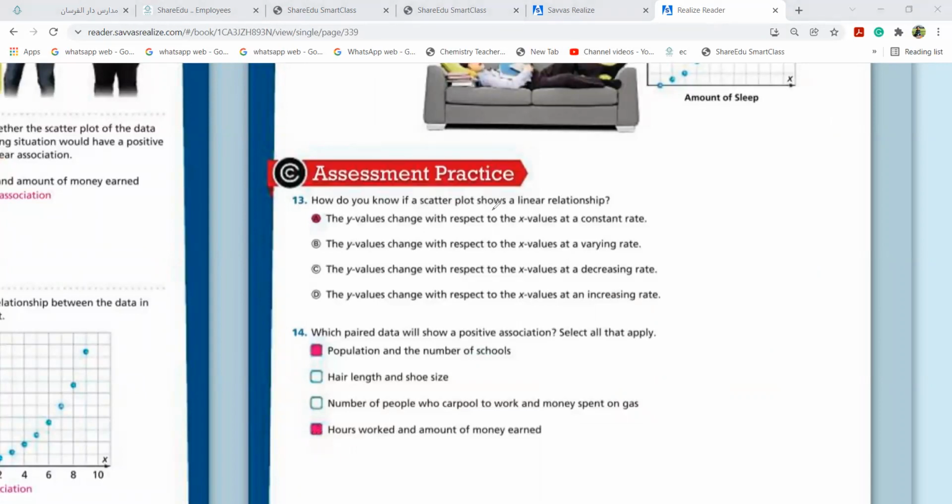How do you know if a scatter plot shows a linear relationship? The values of y have to change with respect to values of x at a constant rate. Constant rate means the graph has to be linear. See, varying rate, decreasing rate, increasing rate is not constant rate. The word constant rate shows me that it is a linear relationship, okay?